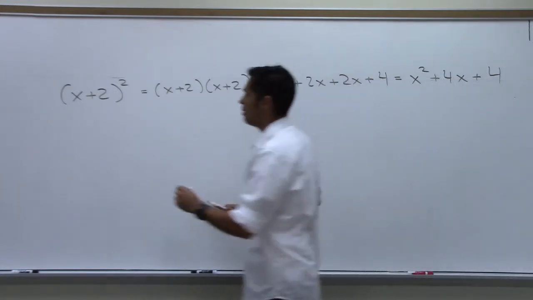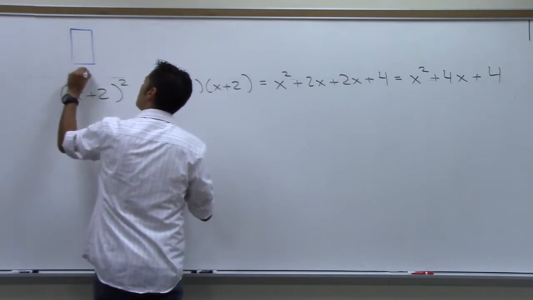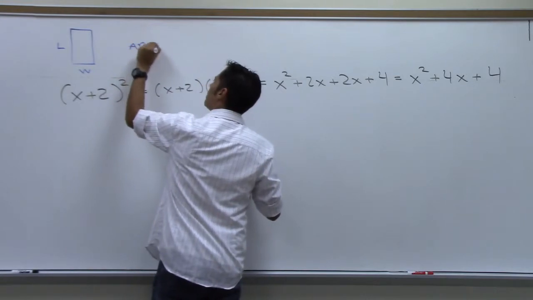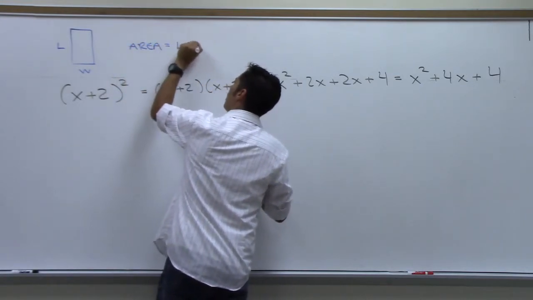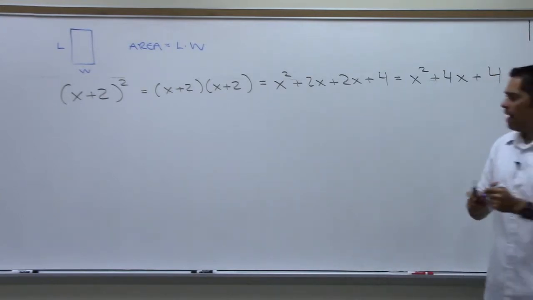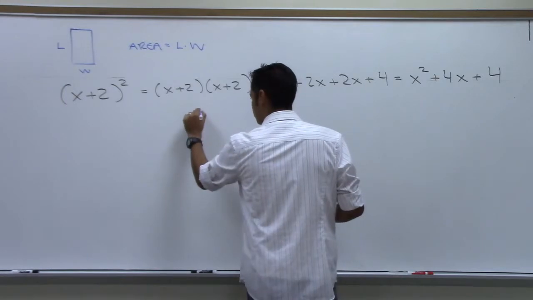I'll try and make it quick. Can we all agree that if I give you a rectangle, call this W and call this, let's say, L, that the area of that rectangle is L times W? Can we all agree on that? Length times width is area? Okay, I'm about to draw you a different rectangle down here. Here's what it's going to be.